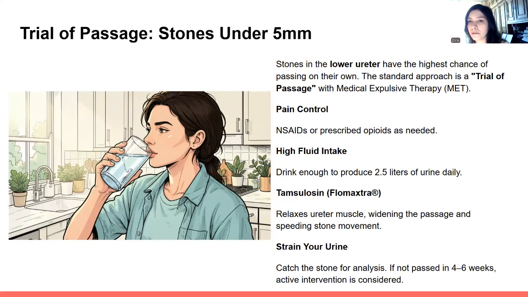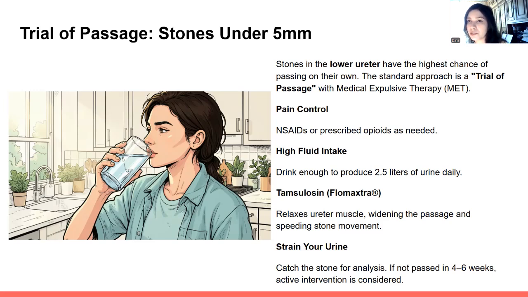We can use medical expulsive therapy. We, of course, give you painkillers, NSAIDs. If it's very severe pain, we can also use opioids. High fluid intake, so it has to be 2.5 liters of urine daily. Tamsulosin is a medication that can make the urinary tract wider, and it gives you more chances to pass this stone.